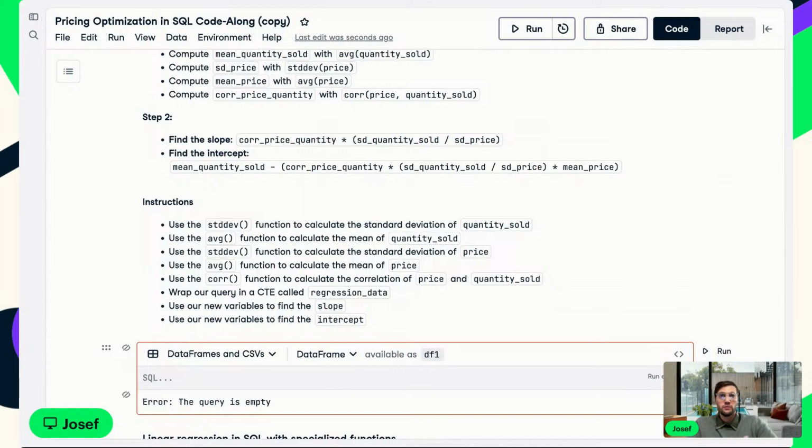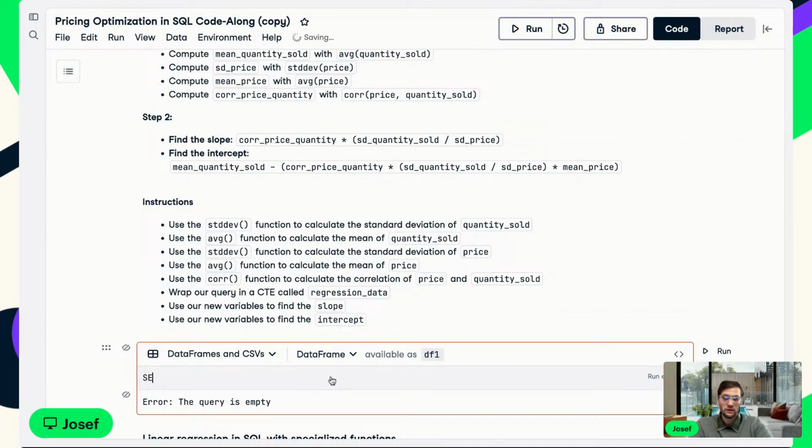We want a variable for mean. We want the mean of y and the mean of x. We also want the standard deviation of y and the standard deviation of x. We also want to get the correlation between price and quantity sold. We can name each of these variables specific things. And then in the second section of the CTE, we'll make it look like the equations for the slope and intercept that I showed you above.